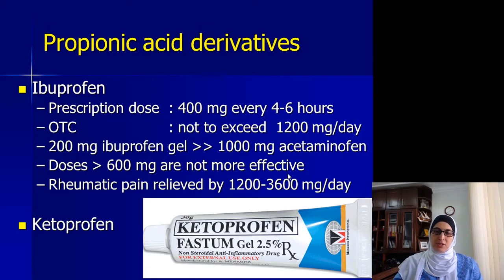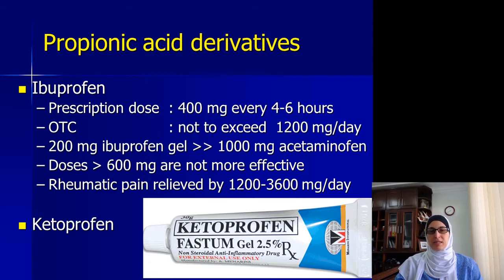One point here that I wanted to mention is the anti-inflammatory effect of the propionic acids, or of NSAIDs in general. You require a higher dose than what you need for the analgesic dose. So 400 or 600 milligrams might be adequate to relieve the pain for the patient, but for anti-inflammatory effect you require much higher doses.